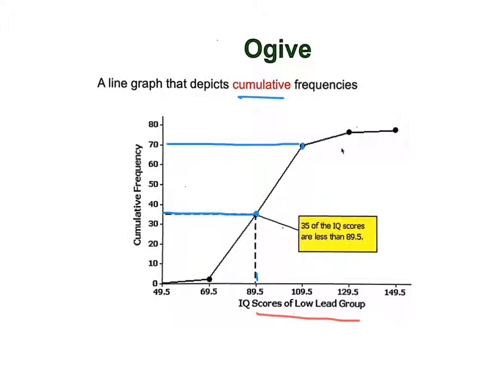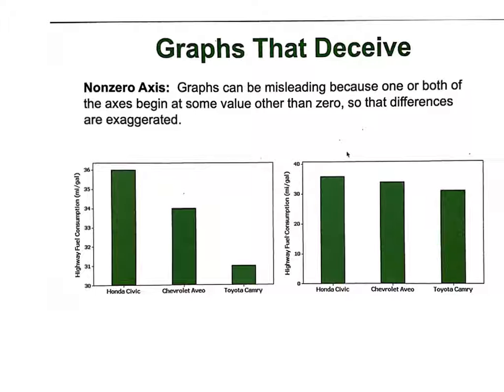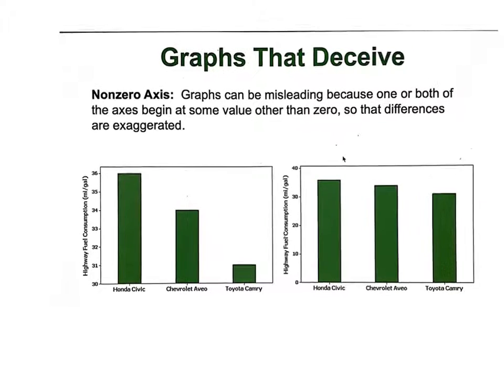So all of the IQs, because there's about 80 in that table, 80 of the IQs are below 149.5, which makes sense because that's the highest one. So an ogive, cumulative. Still good, though. Not deceptive at all. All these so far have been really good graphs. Okay, here we go. Graphs that deceive. This is what you've got to watch out for.